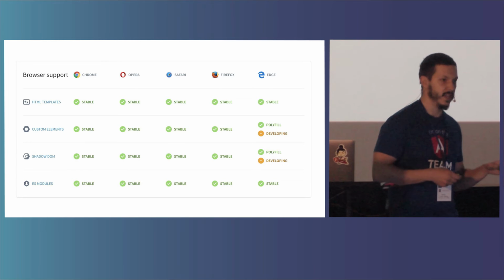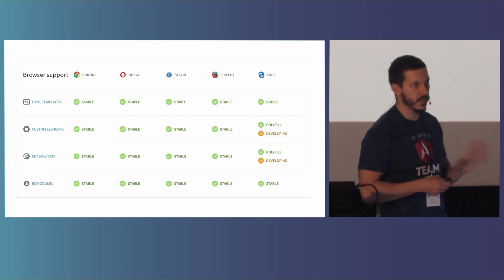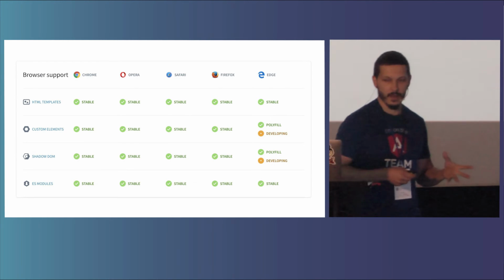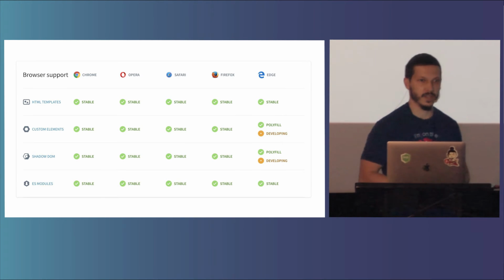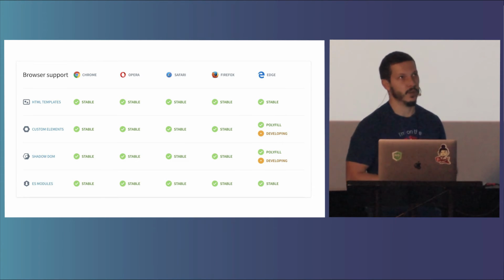In Edge, even IE11, you can have a 5 kilobyte polyfill and it will be working. So basically, you don't have a problem with support if you're not developing some kind of enterprise for, I don't know, banking that has IE5.